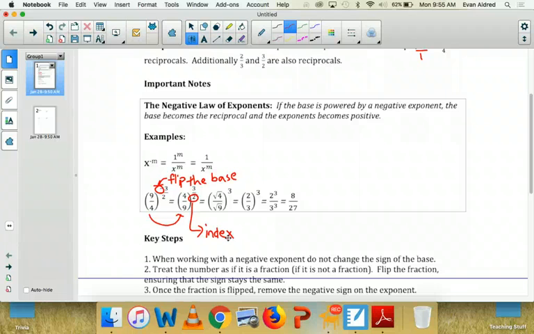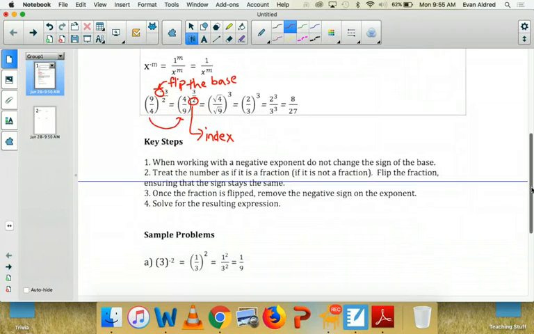Except now, before you start solving or working with your fractional exponent, you're going to have to take the reciprocal of your base. And these steps are outlined in the key steps, which is found a little bit further down in the reference guide, which outlines what we just did.